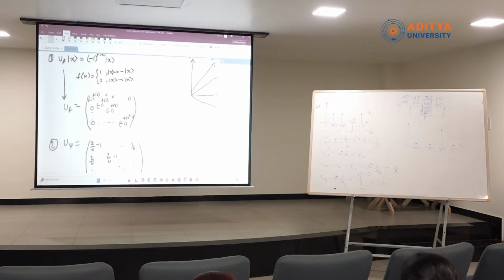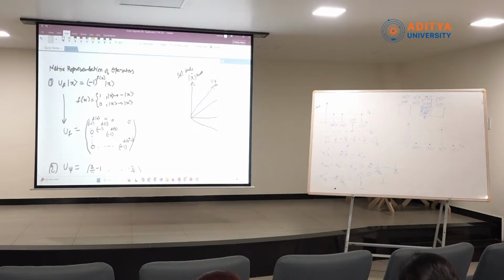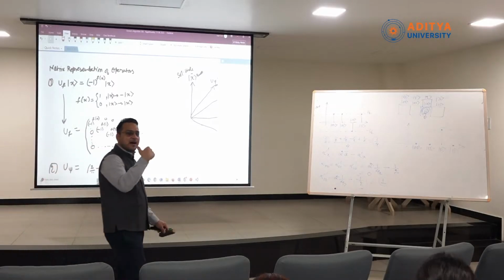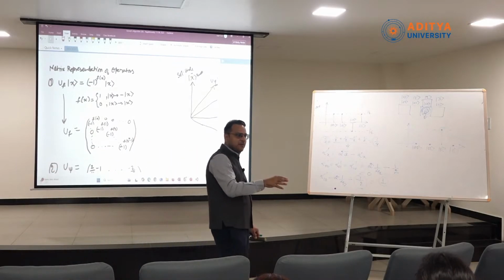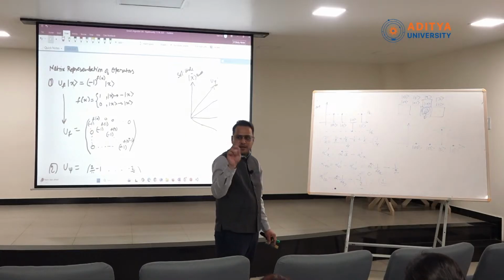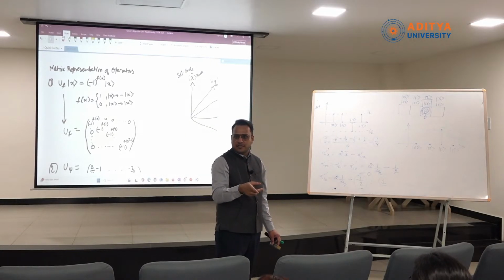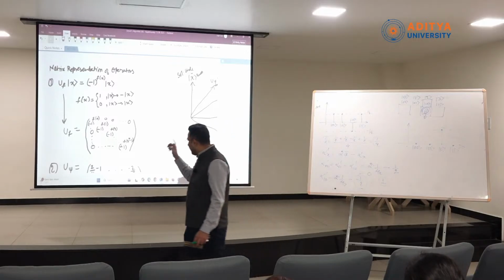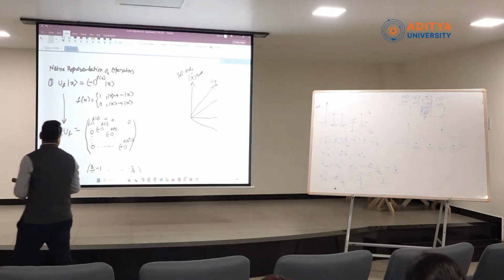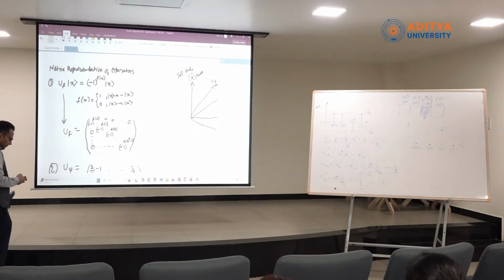Now, these are the mathematical representations of the operator. You may note down. What was the Uf? I minus twice of the ket-bra of the solution state. Yes or no? So that operational matrix can be written down like this.